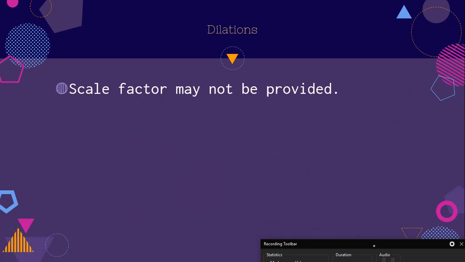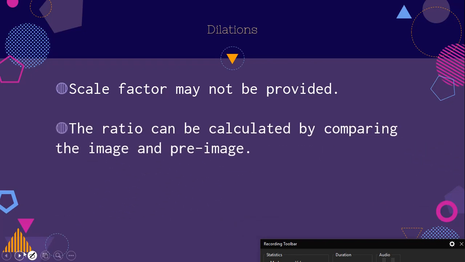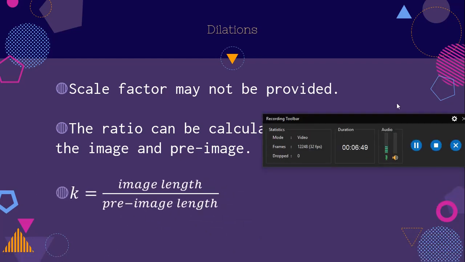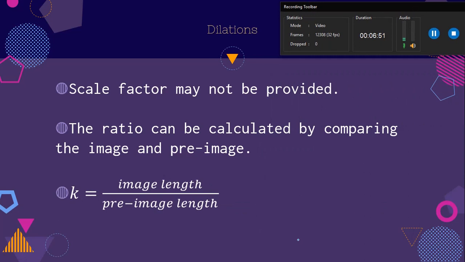Sometimes the scale factor is not provided. We don't really want to guess. We want to calculate its actual scale factor. So what we'll do is set up a ratio, and it's going to compare the image and the pre-image. So we'll have k equals image length in the numerator, pre-image length in the denominator.